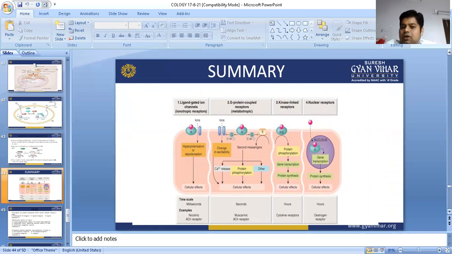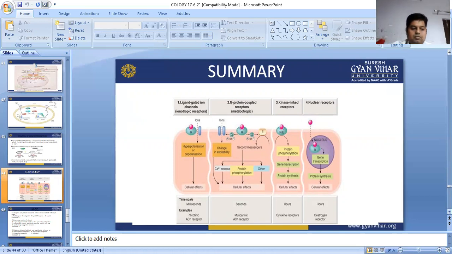Last one is nuclear receptor. When the drug is inserted into the cell membrane, then it will bind with the nucleus, and it is responsible for gene transcription, then the protein synthesis process, and it is responsible for cellular effect. It takes time in hours. Examples are estrogen receptors, thyroid receptors, and vitamin D receptors, all are examples of these receptors. So this is the short summary of this chapter.